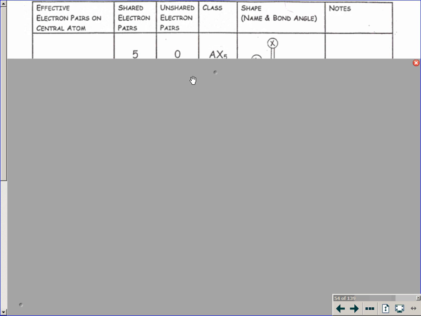Trigonal bipyramidal, right? There's 2 pyramids, one on top, one on bottom. In the equatorial plane, how many ligands are there? 3. Right, equatorial, there are 3 ligands. On the axial plane, how many are there? 2, so that's why you have 2 pyramids there.